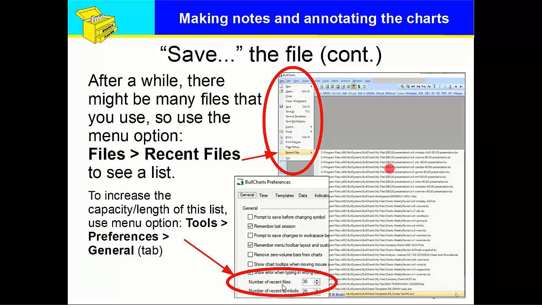Now, by default, that list comprises only about 10 or 15 entries. I've updated mine to be 30. And to do that, it's one of the many options in BullCharts Preferences. Under the General tab, number of recent files to show. You can change that. I've not yet found a limit. I could have done more than 30, but 30 is a reasonable limit on my screen. So to open recent ones, File, Recent Files, and you'll see this list.